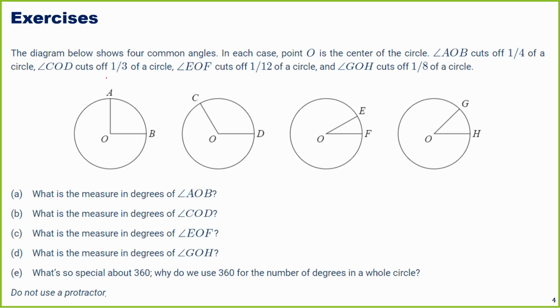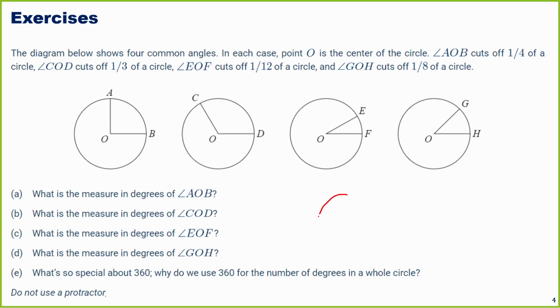Alright, so now let's do a quick exercise. The diagram below shows four common angles. In each case, point O is the center of the circle. Angle AOB cuts off 1/4 of the circle. Angle COD cuts off 1/3. Angle EOF cuts off 1/12. And angle GOH cuts off 1/8 of the circle. What are the measurements of these angles?